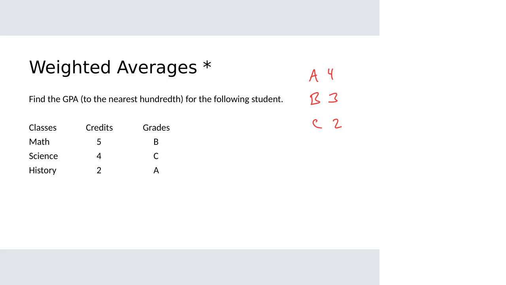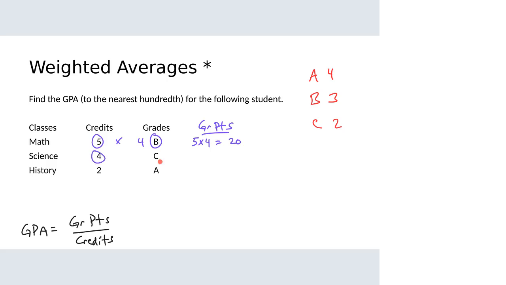All right, so we're supposed to calculate the GPA for this student, and we remember that GPA is grade points divided by credits. So what we're going to have to do is figure out how many grade points this student earned. We have a 5-credit B. A B is worth 4 points per credit. So we're going to multiply those together. And 5 times 4 is going to be 20 grade points from that math class.